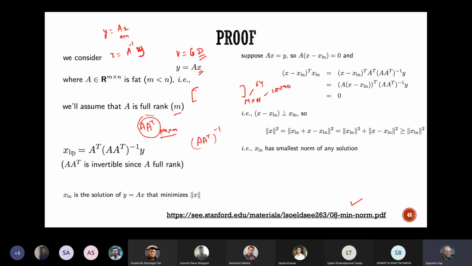So I can think of X ln given by A transpose (AA transpose) inverse Y as one solution. Now, why is this one solution? Because A X ln is just AA transpose, right? So I've put this thing here. X ln is just this, but you can see AA transpose and (AA transpose) inverse will cancel each other out and you will be left with Y. So X ln given by this is a solution.